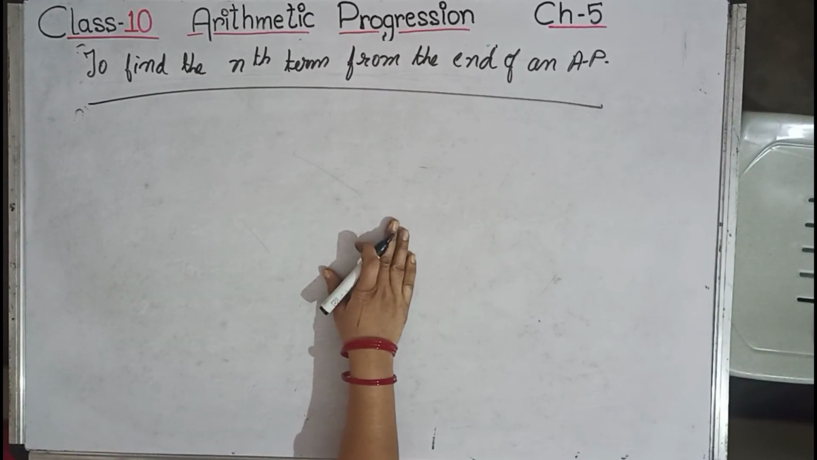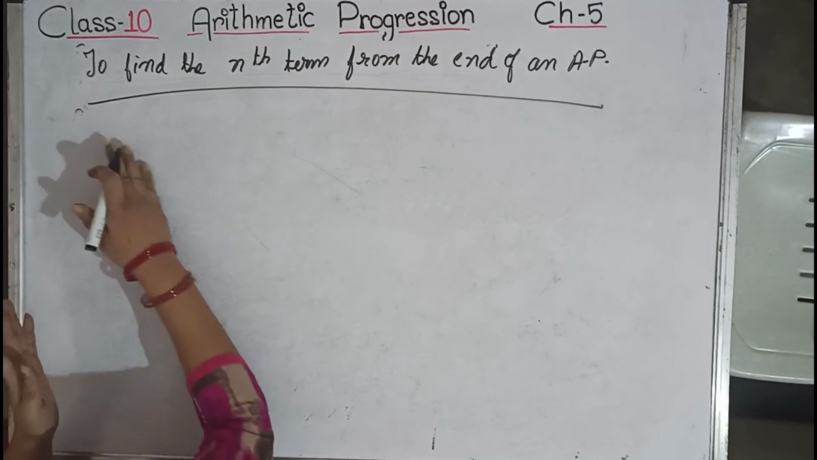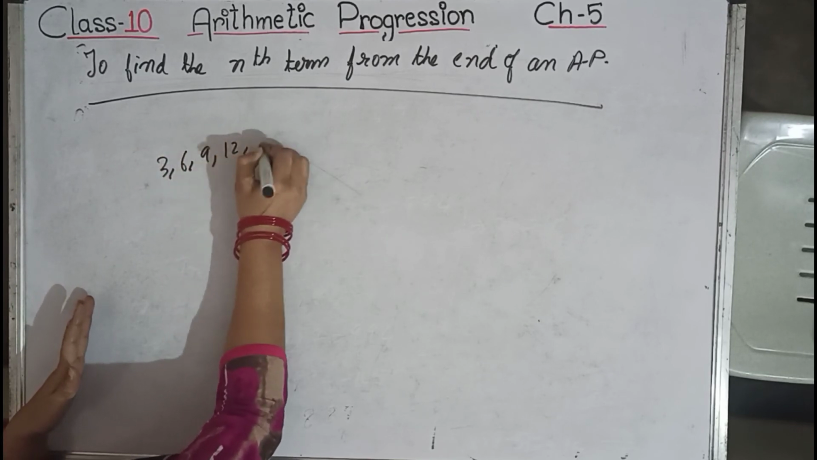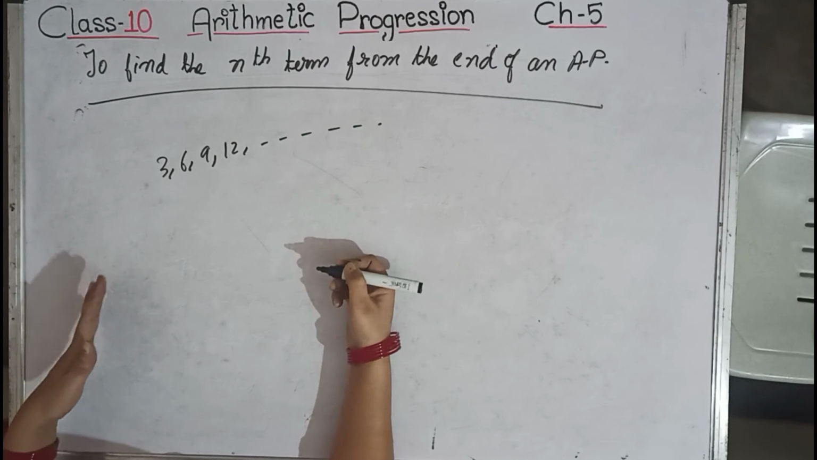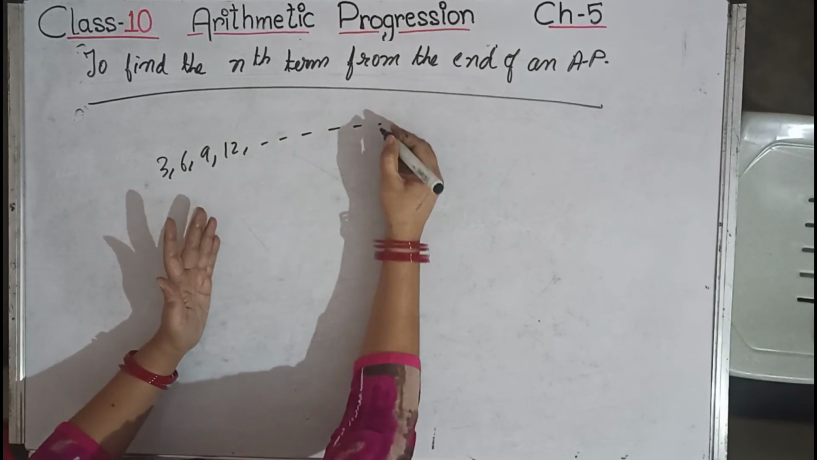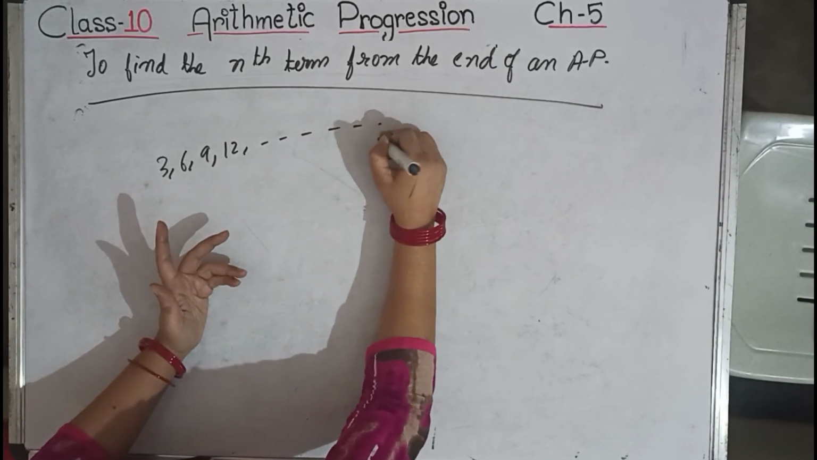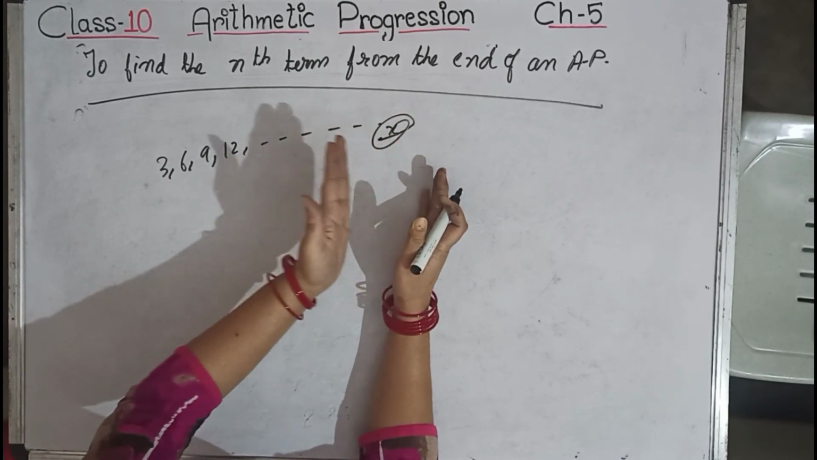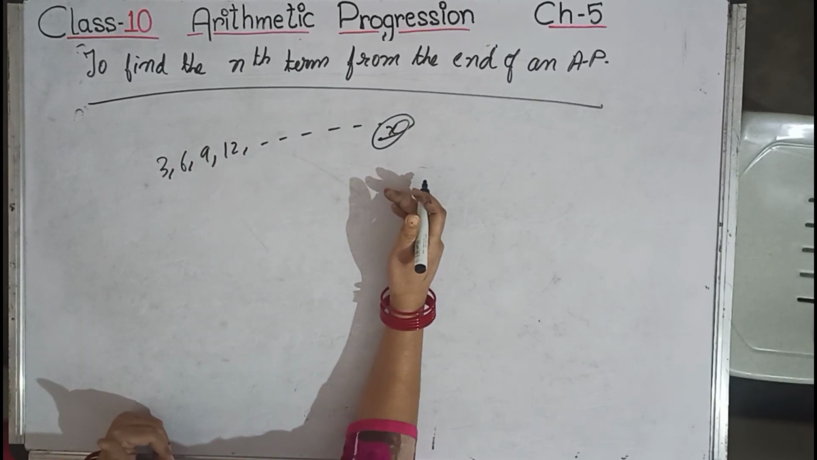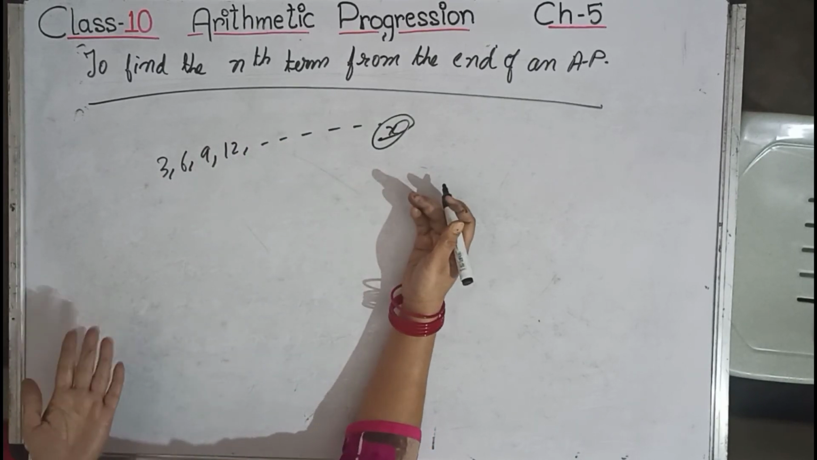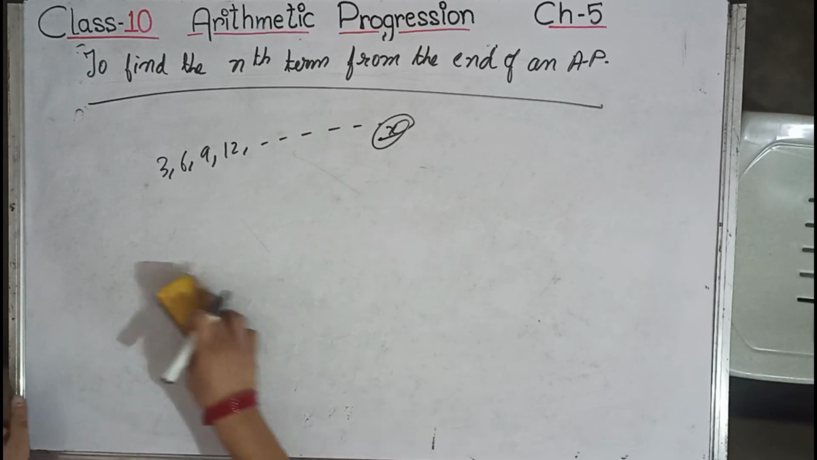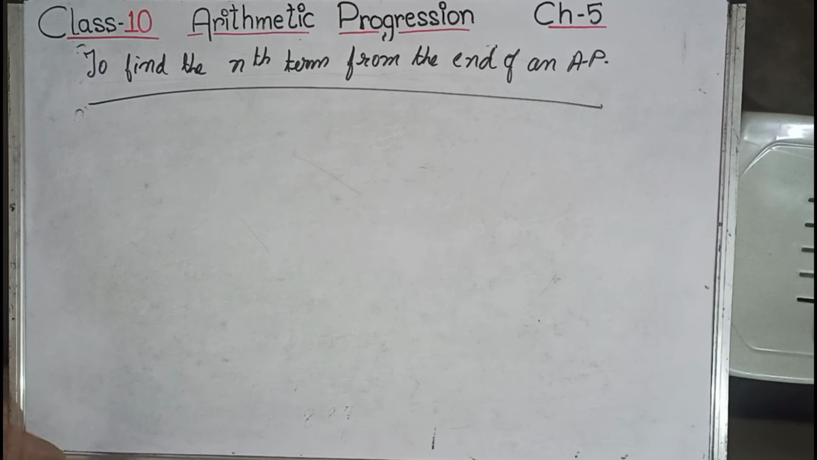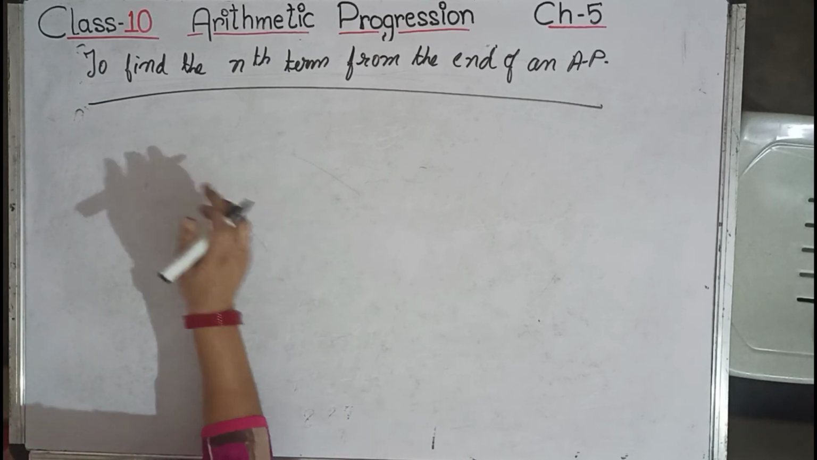Now, to find the nth term from the end of an AP means, suppose any AP is there: 3, 6, 9, 12 and so on. Now the last term, suppose it is any number, randomly I am saying, suppose any number x. Now the question is asking to find the 7th term from the end of this AP. So for this, if any formula is there, it will be easy for us. Otherwise, we will have to find the value of n and then utilize the formula which we know.